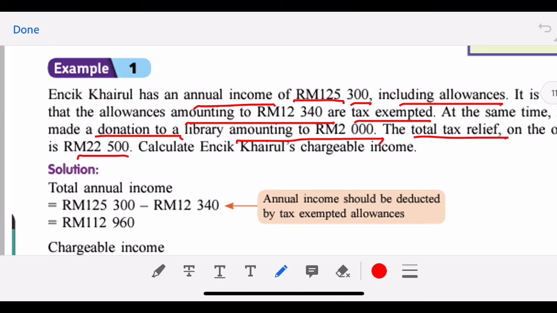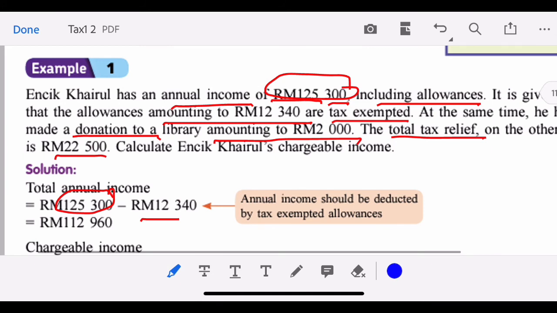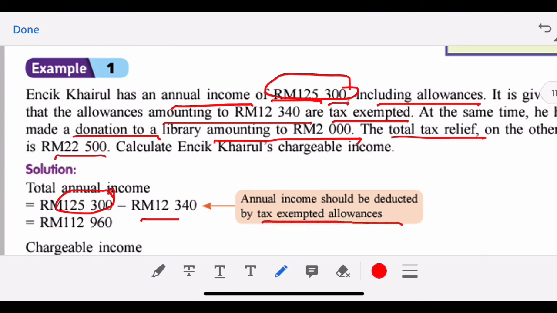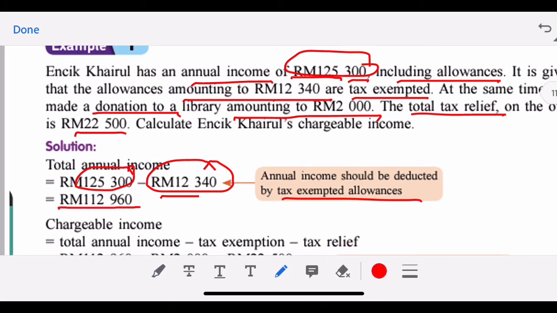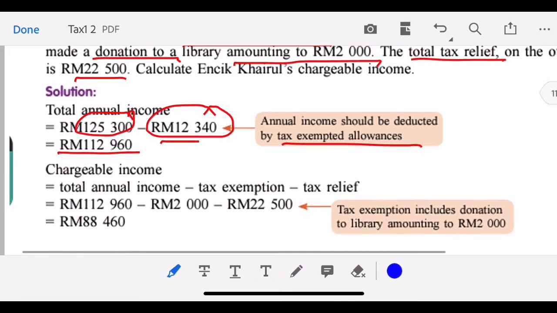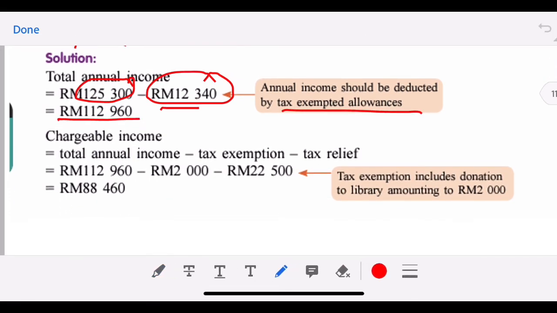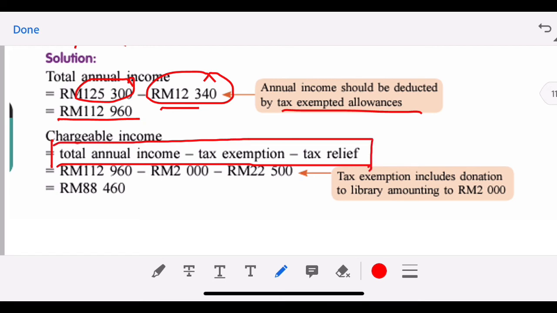So total annual income is 125,300, and the annual income should be deducted by the tax exempted allowance, which is 12,340. So 112,960 is the annual income. So chargeable income is given by the formula total annual income minus tax exemption minus tax relief.